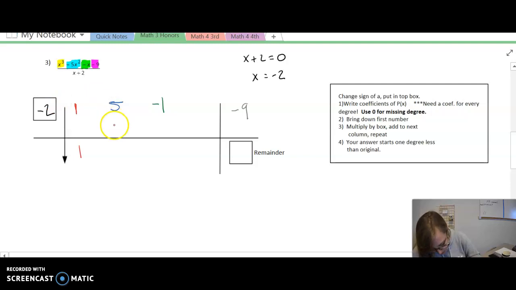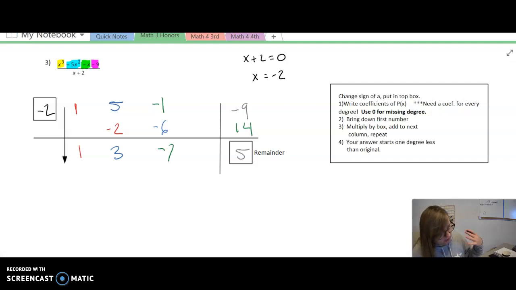So multiply by box, 1 times -2, that's going to be -2. Add to next column, 5 plus -2 is going to be 3. 3 times -2 is going to be -6. So then -1 plus -6 is -7. -7 times -2 is 14. So we're going to add it to our -9. -9 plus 14 is going to be 5.